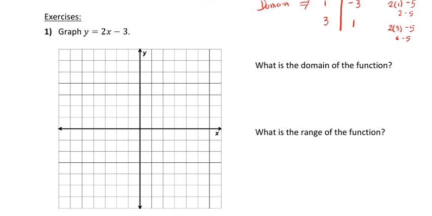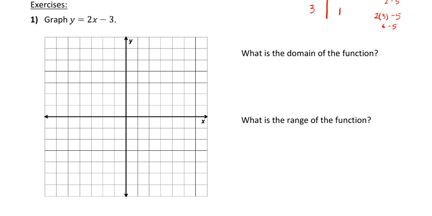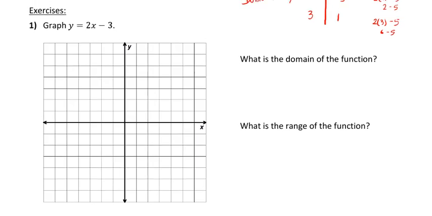So with that review, we're going to graph. In exercise number 1, we're going to graph the linear equation, which is a function. So we're graphing the linear function y is equal to 2x minus 3. For this one, we're going to use the slope and the y-intercept to graph.